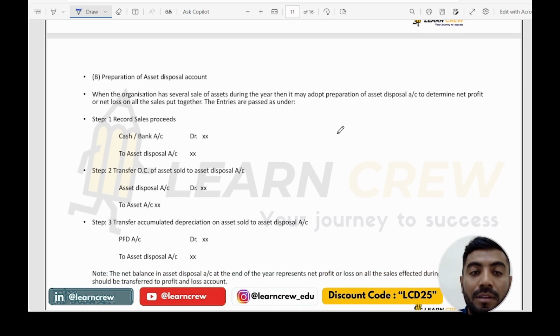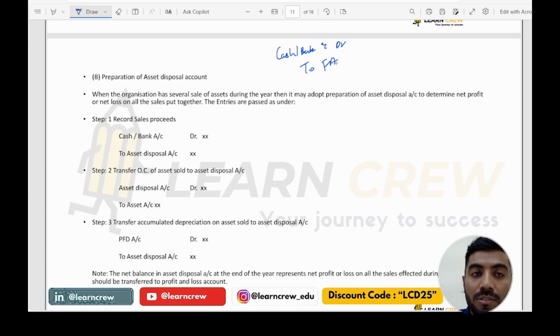Then there is another method when there is a disposal: preparation of the asset disposal account. Whenever you sell an asset, what happens? The entry will be cash or bank account debit, as you're receiving cash, to fixed asset account credit, since you're selling, so it's reducing. Generally, this is what will happen.